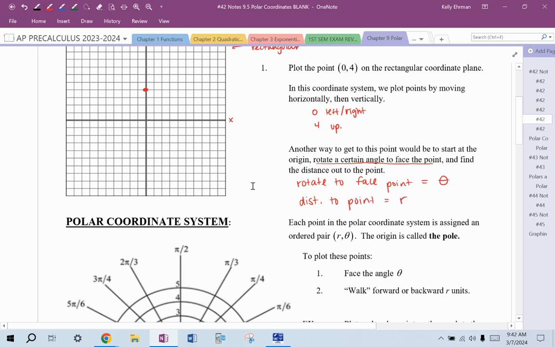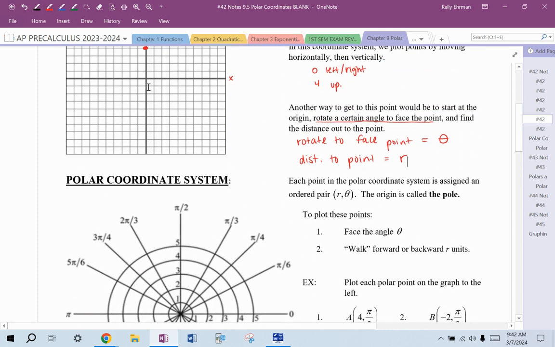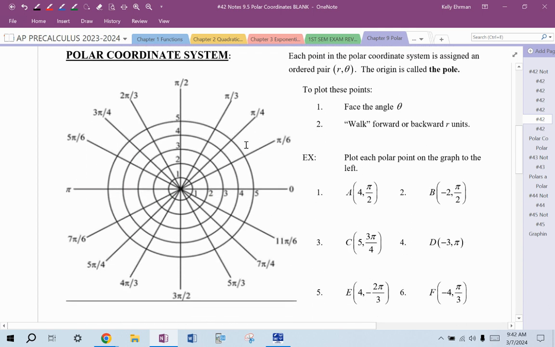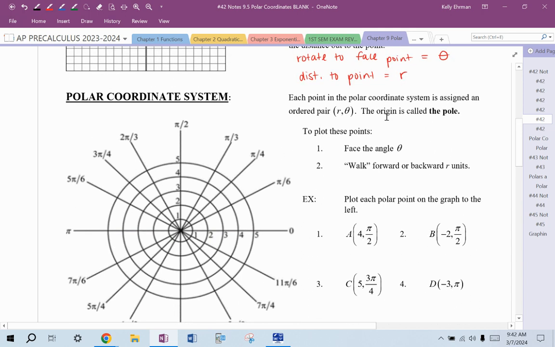So here is what the polar coordinate system looks like. Instead of a series of squares, it's a series of circles. These are concentric circles. We still have the point 0, 0 here in the middle. So each point in the polar coordinate system is assigned an ordered pair, and it looks like this, r comma theta. So again, r is how far out to a point we want to go, and theta is which angle we're going to be facing. The origin is called the pole, but actually for the AP test, they did stick to origin. So instead of saying this is the pole at 0, 0, we will use the phrase origin.